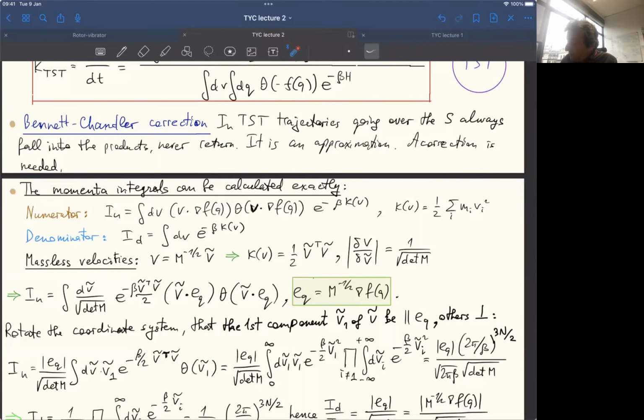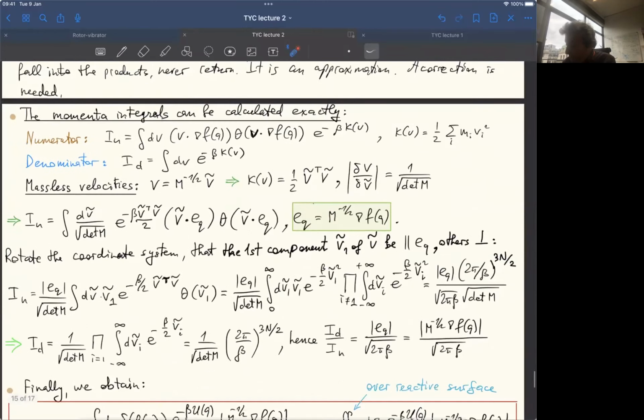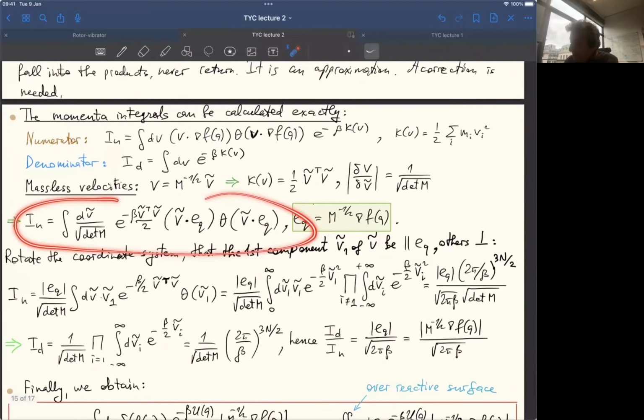But in fact, one can introduce new velocities, massless velocities, and then that kinetic energy would be simply ṽ squared, where ṽ is the new vector of massless velocities. And then the whole integration can be performed by rotating the system in the v space. I don't know if I need to go through the details, maybe it is not that important, but that integration over the velocities can actually be performed.